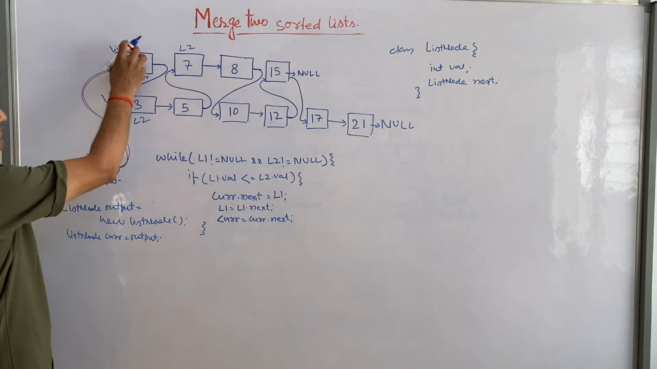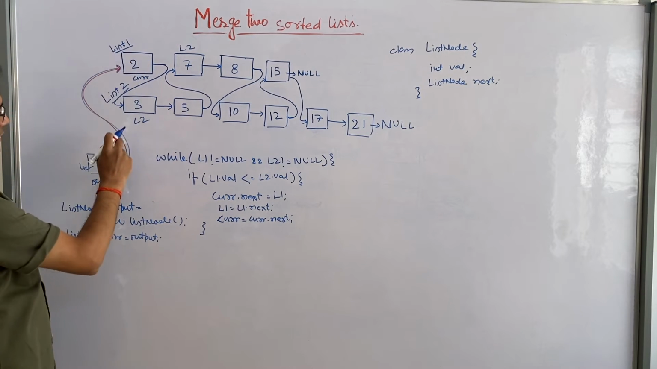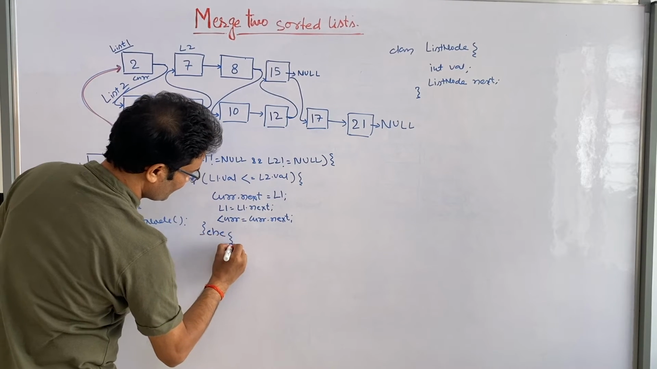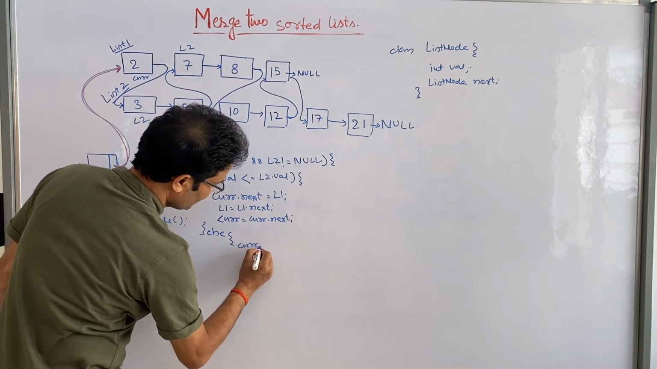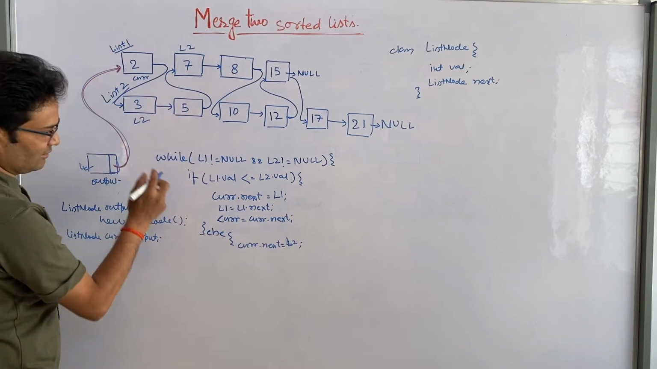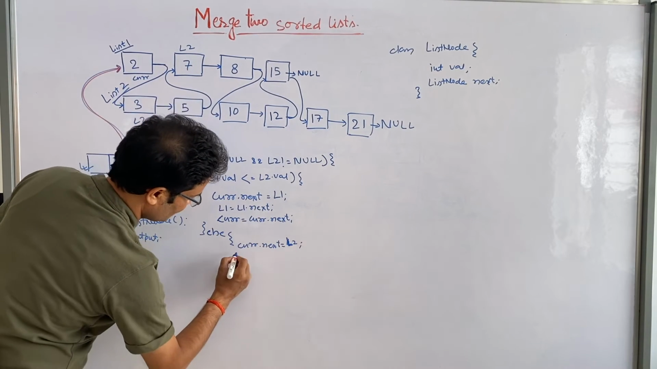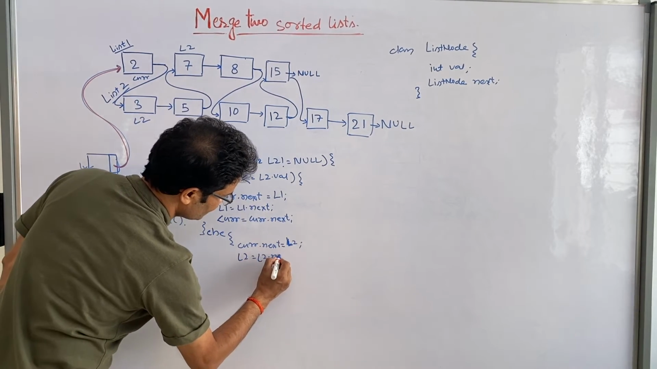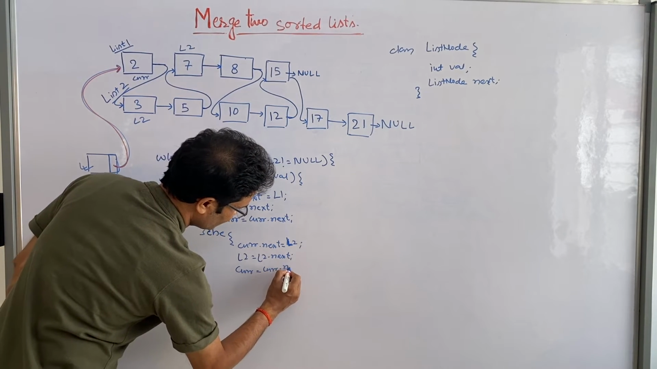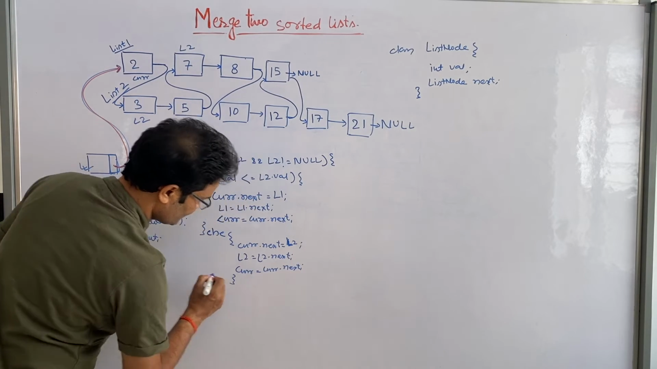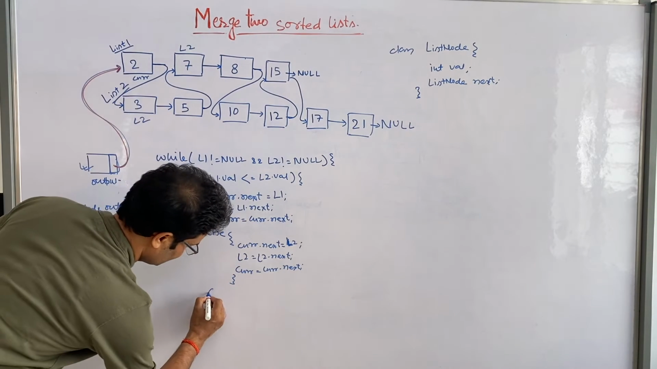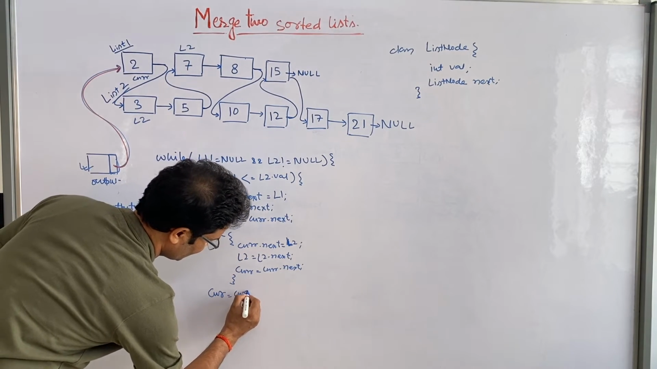In the case that this is not smaller, then you have to take the L2 part. So the same thing in the else part. This time current next connects to L2, because L2 is the lesser. And then do the same thing: L2 is equal to L2 dot next, then current is equal to current dot next. If you see, this is a common statement, current is equal to current dot next, so better put it outside so I have to write it only one time.